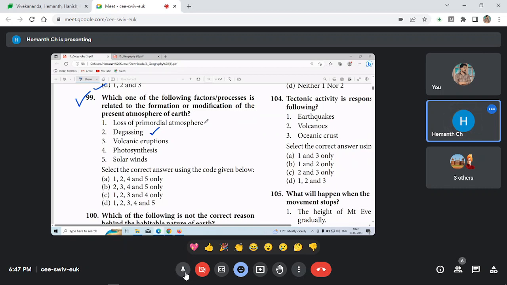photosynthesis, volcanic eruption, solar winds.